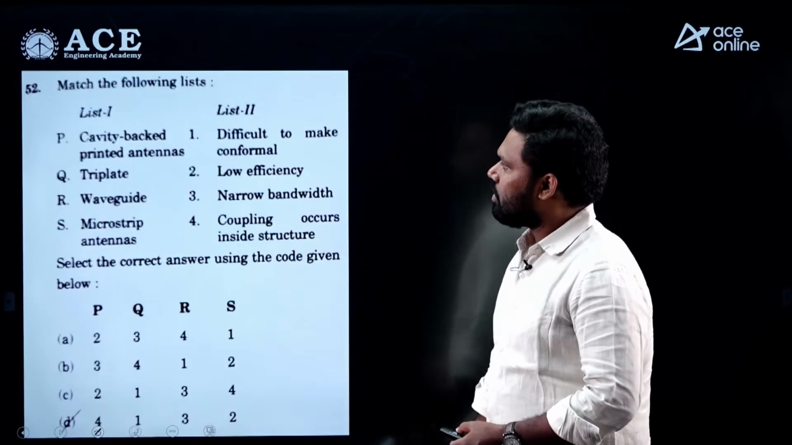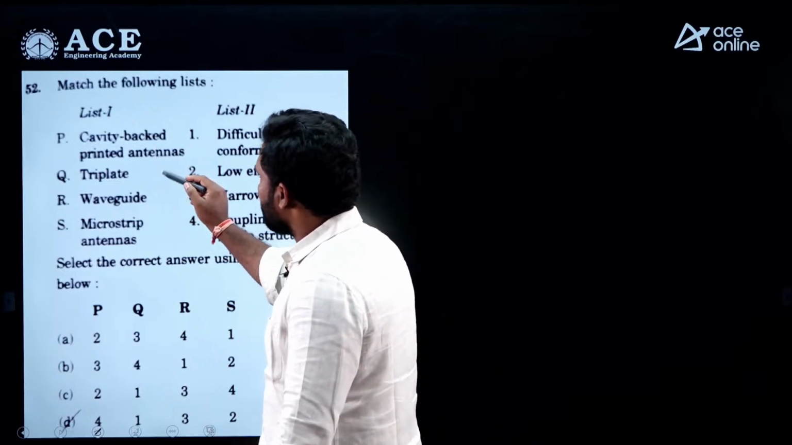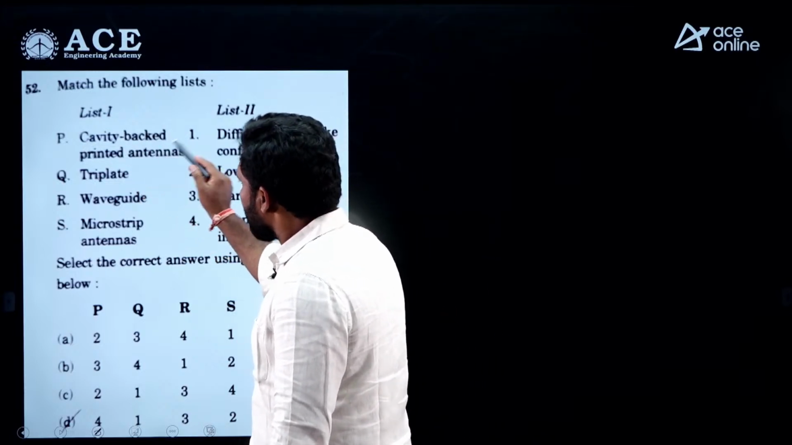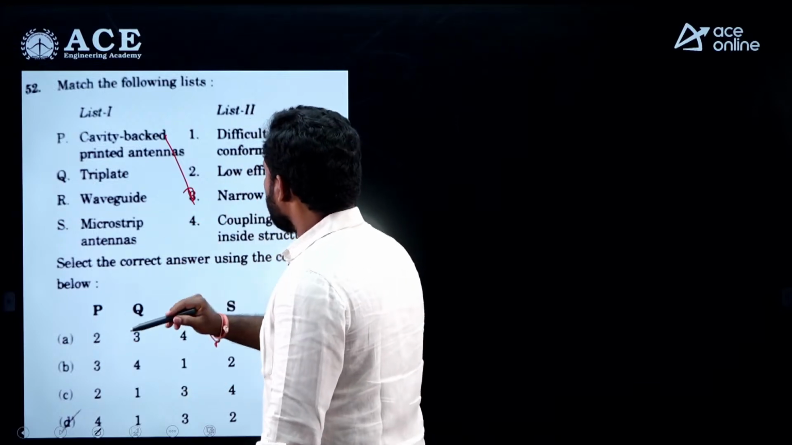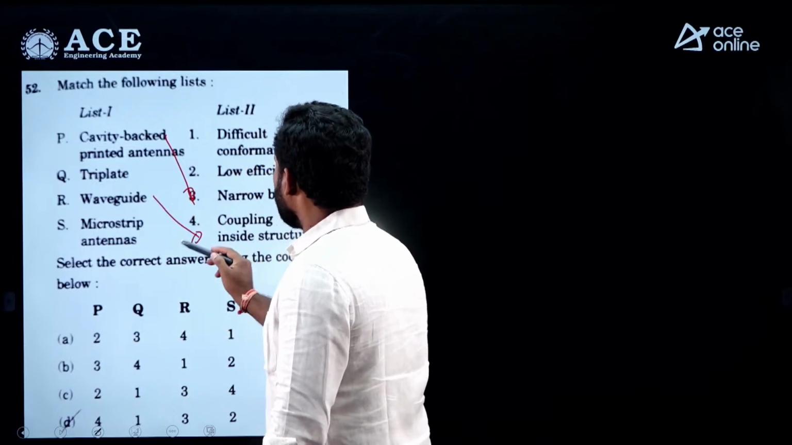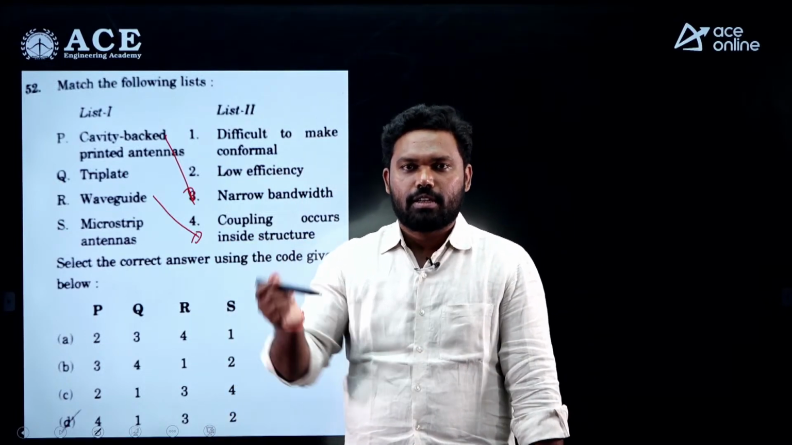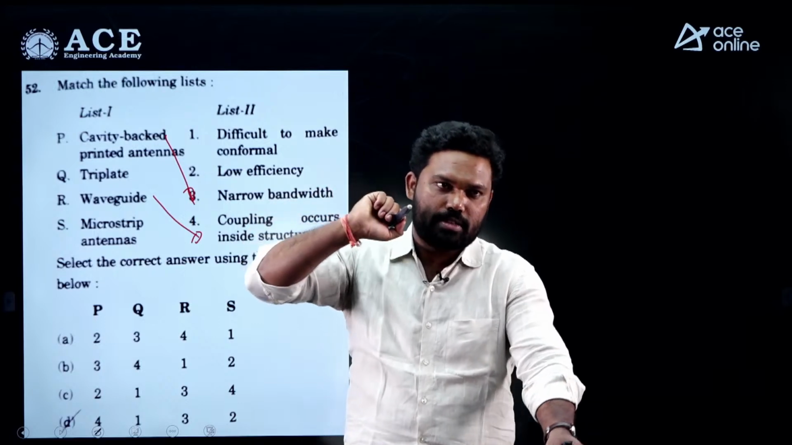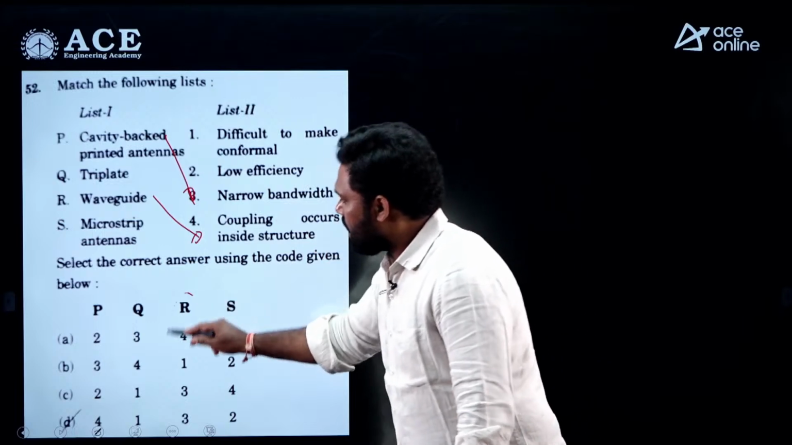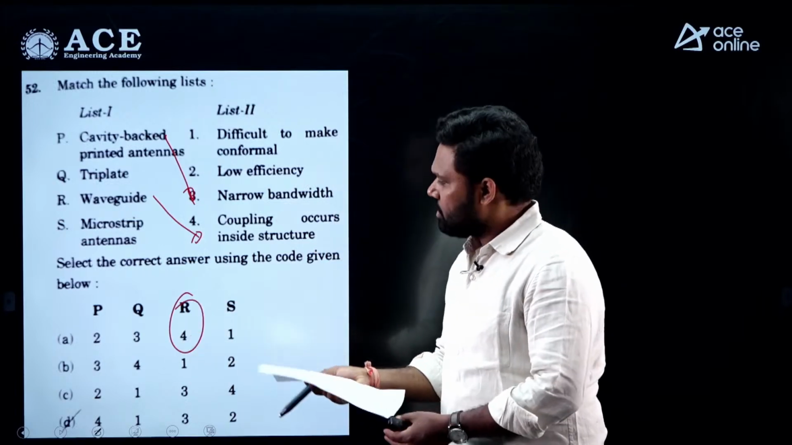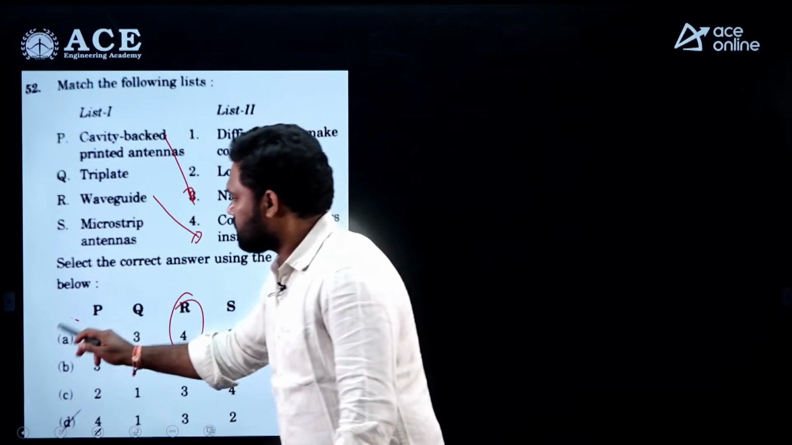Fine. So let us have one more. Yes, you can check it out here. Simple cavity backed printed antennas are going to support what is called a narrow band. And microstrip antennas and waveguides will be coupling inside the structure. If you know this one, see how the coupling happens for the waveguide. They will make a hole on the top, or at the center they will feed the signal. Fine. So you can say that R is equal to 4. R 4. So it is 52. Yes, option A is the answer. 52, option A is the answer.